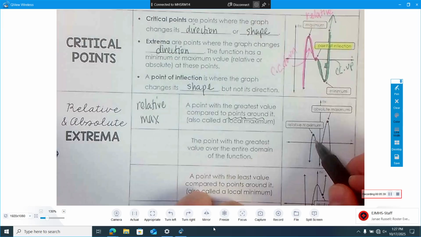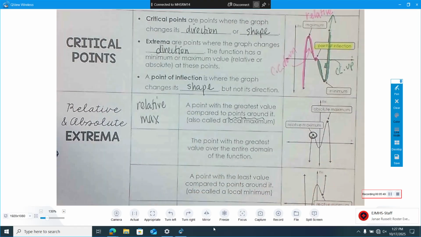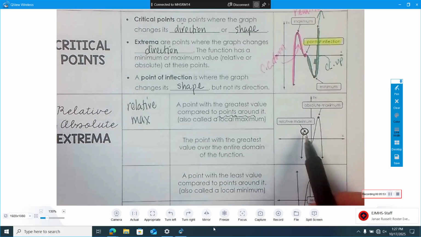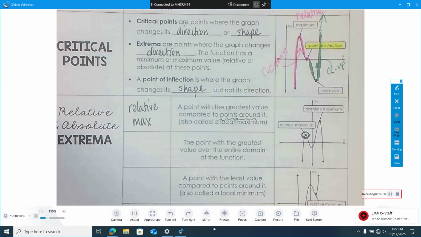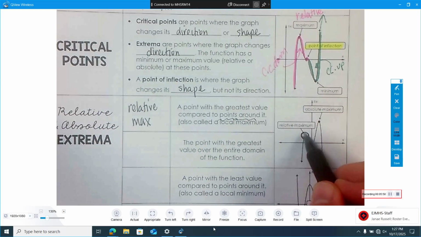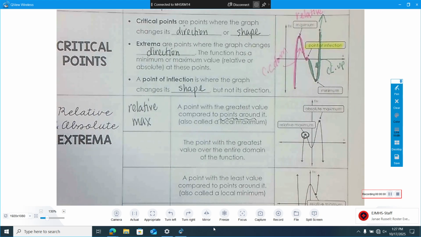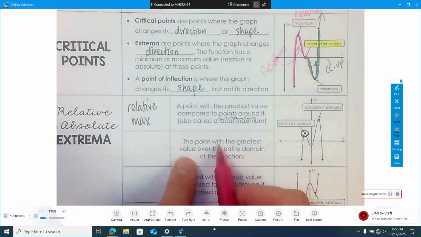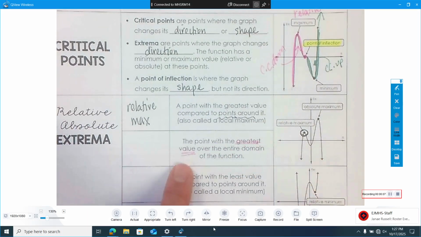And so you can see right here, we have this relative max in this picture to the right. We are looking at the points just in a little tiny neighborhood. That's a mathematical term as well. It's called a neighborhood. We're just looking at a small little set of numbers. And in that small little set of x values, we have a relative maximum. Versus the point with the greatest value, the greatest y value over the entire domain of the function.